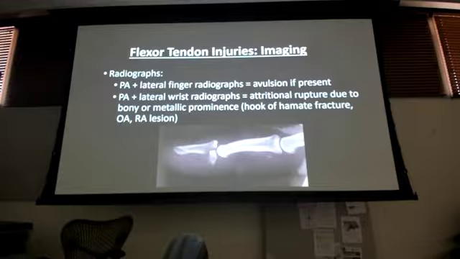There's the hook of the hamate, by the way. So the hook of the hamate fracture, I chose to kind of back off that one. But the hook of the hamate, basically that's on the palmar side, correct? So the hamate, we know what the bone is, right?